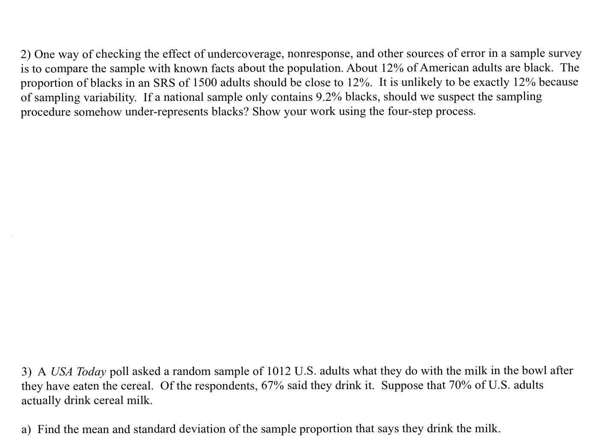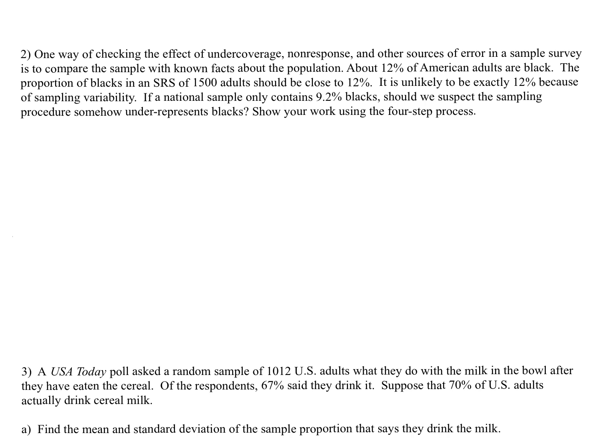Next example, it says one way of checking the effect of undercoverage, non-response, and other sources of error in a sample survey is to compare the sample with known facts about the population. So about 12% of American adults are Black. The proportion of Blacks in an SRS of 1,500 adults should then be close to 12%. Now, it's unlikely to be exactly 12% because of sampling variability. So if a national sample only contained 9.2% Blacks, should we suspect the sampling procedure somehow underrepresents Blacks? Show your work by using the 4-step process.